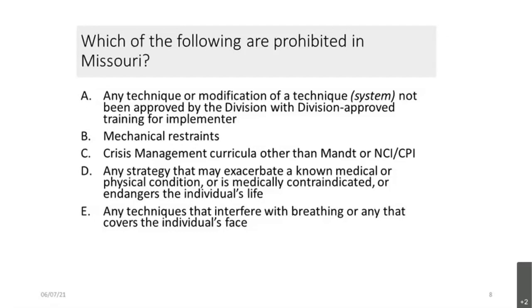crisis management curriculum other than MANT and CPI isn't necessarily prohibited unless it hasn't been approved. So we have a set of crisis management systems that have been pre-approved, and we also have a process for approving modifications or different systems. If you're using a different system that has been approved, so approved means you've gotten approval before you're using it, then that's not prohibited. If you are using something that hasn't been reviewed and approved by the division and by the chief behavior analyst, then that is prohibited. D is definitely a prohibited practice.